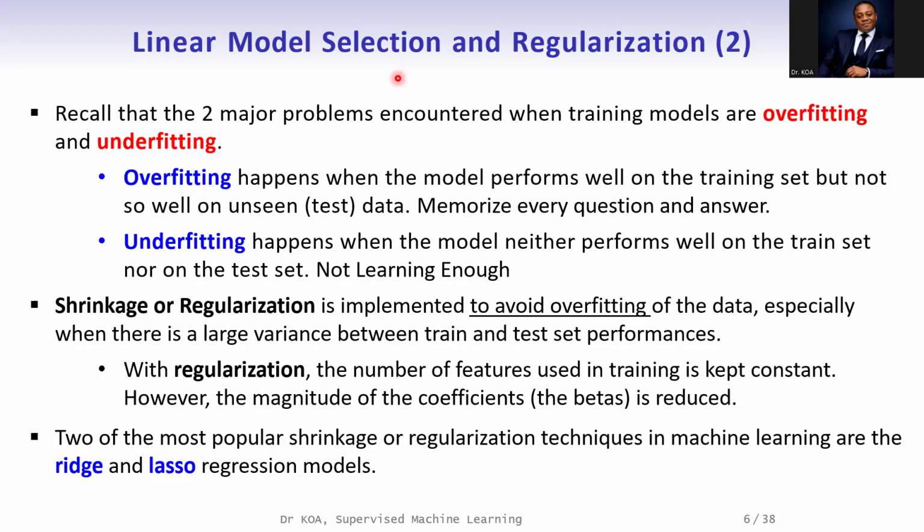Not learning. That is it. Not learning, or learning very slightly. That's underfitting. So underfitting happens when the model neither performs on the train set nor the test set. Now, this happens in regression. These problems happen in regression. But then when you take the regularization or the shrinkage method I'm about to show you, the idea is to avoid this overfitting of the data.